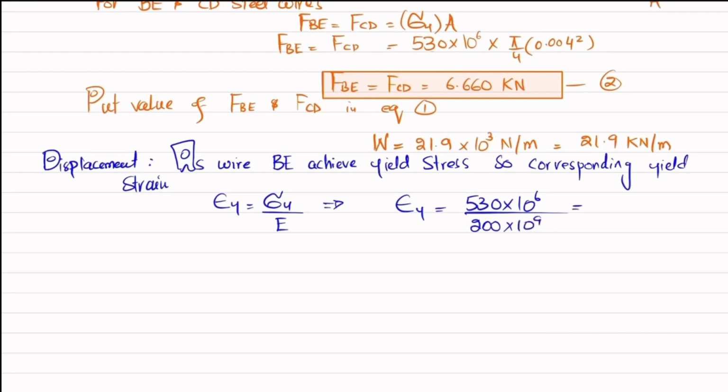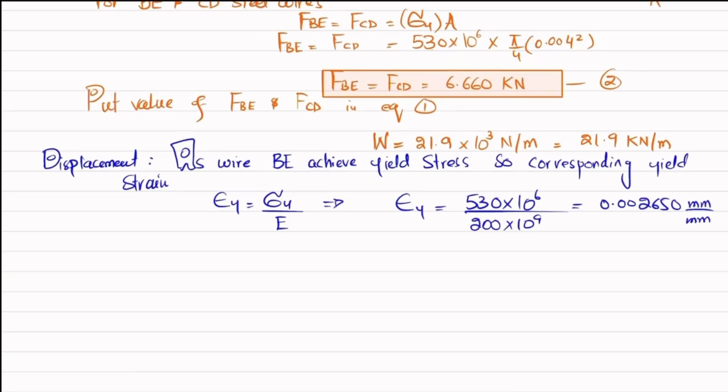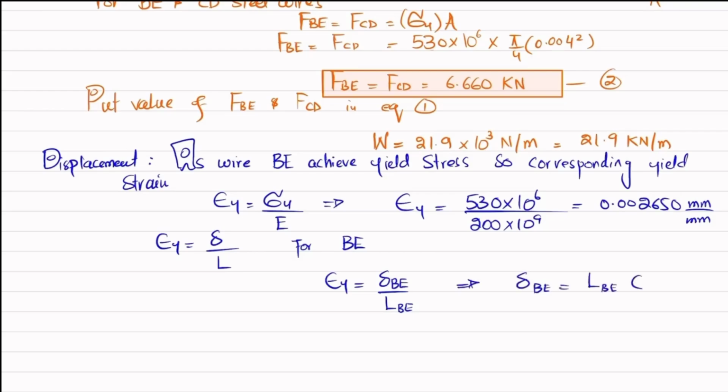When you solve this, you will get the yield strain equal to 0.002650 millimeter per millimeter. Now we have this yield strain. What we are going to do is find the change in length of this wire BE. We know that strain is equal to change in length over original length. So for wire BE, clear? The yield strain in wire EB or BE will be equal to change in length of BE divided by original length of BE. So the change in length of BE will be equal to L_BE multiplied by yield strain.